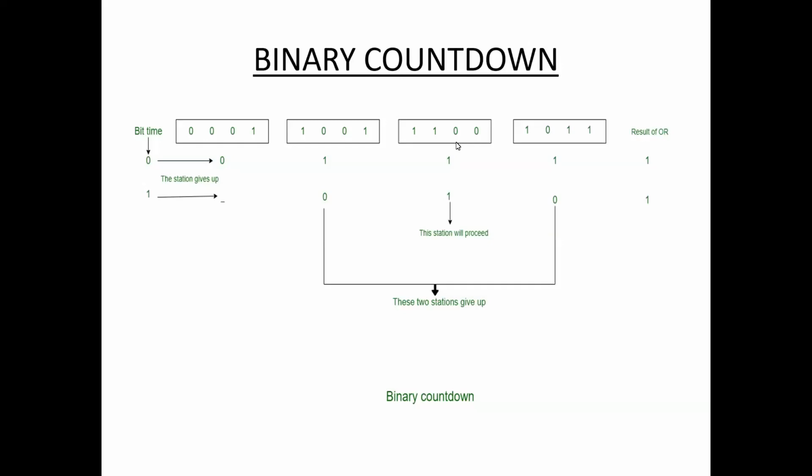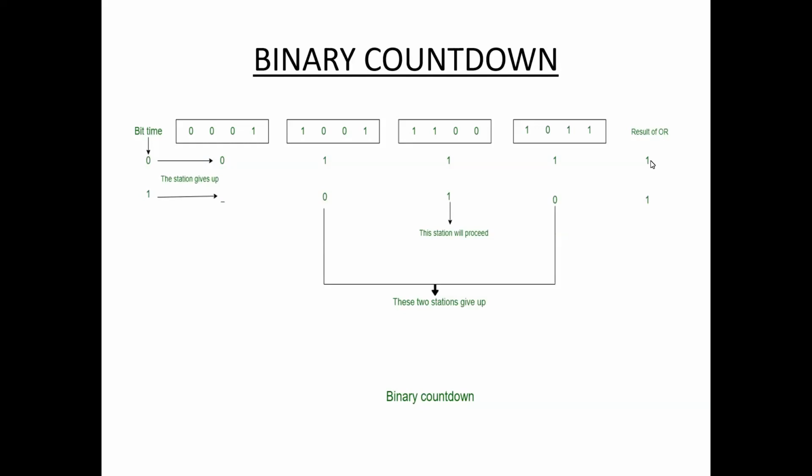Here, the most significant bits are ORed together to decide which station moves forward and which station is dropped from the competition. See here, first bit is 0, and here first bit is 1, and here first bit is 1, and here first bit is 1. So the result of the OR operation, 0 or 1 is 1, and the rest are 1, so the result is 1.